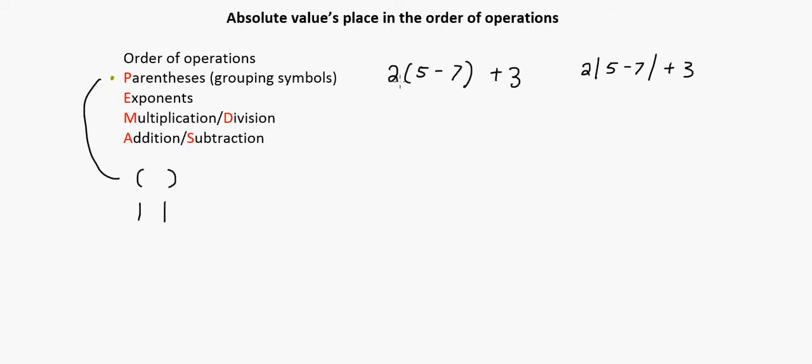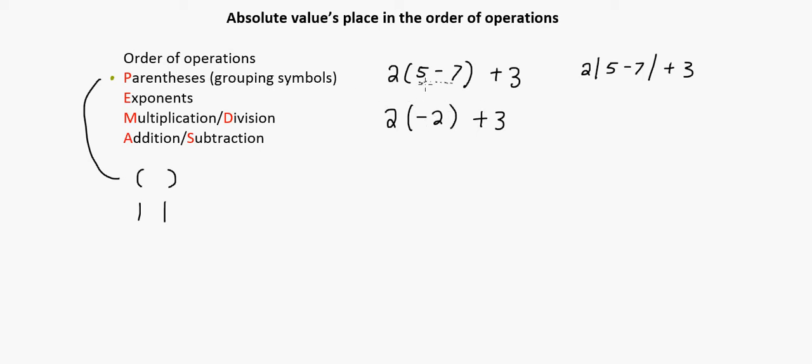So I'm going to show you the similarities and differences with this example that almost appear identical, except one has a grouping symbol parentheses and the other has a grouping symbol absolute value. So here we know that from the order of operations we need to perform the operations inside the parentheses, or inside the grouping symbols, first. 5 minus 7. So this is negative 2. So this becomes 2 times negative 2 plus 3.